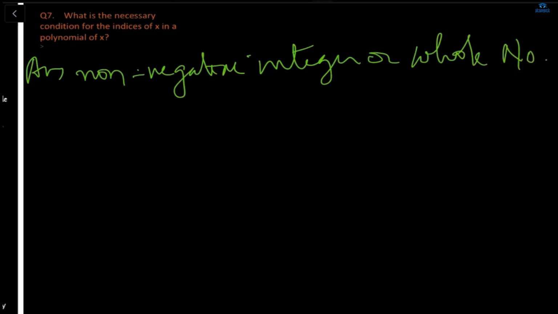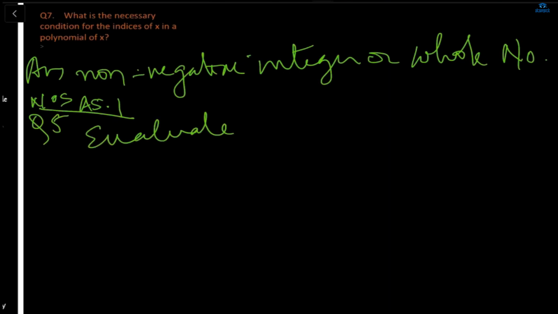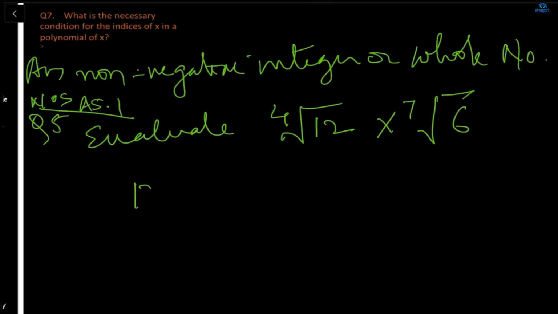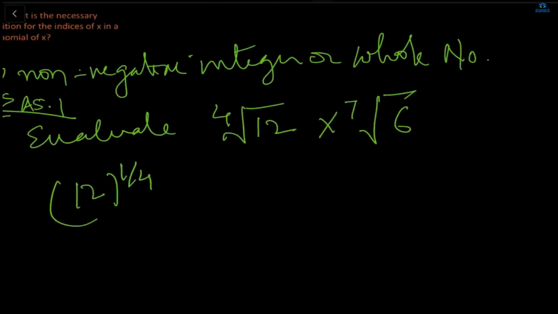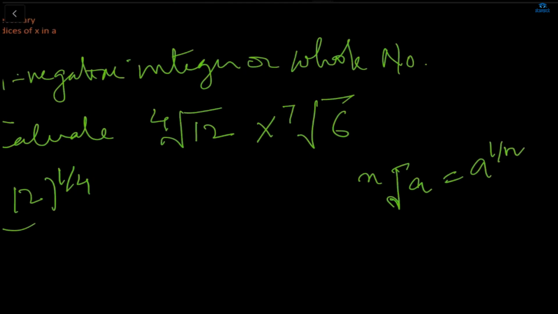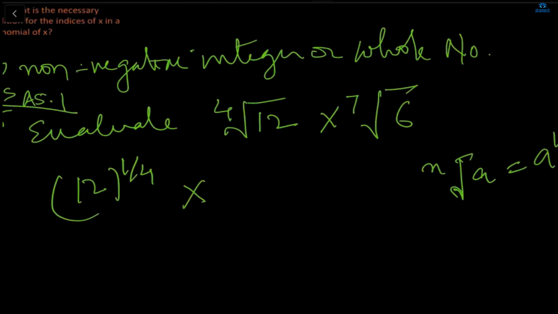Now, one question that Arham has a doubt in is question number 5 from the A5.1 assignment on number systems. The question was: evaluate 4th root of 12 multiplied by 7th root of 6. Arham, do you remember you were having a doubt in this question? So tell me, how can you write the 4th root of 12? If you remember the formula, the nth root of a can be written as a to the power 1 by n. So this can be written as 12 to the power 1 by 4 multiplied by 6 to the power 1 by 7.